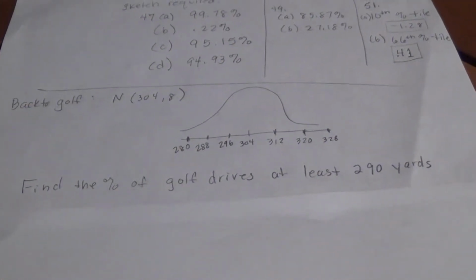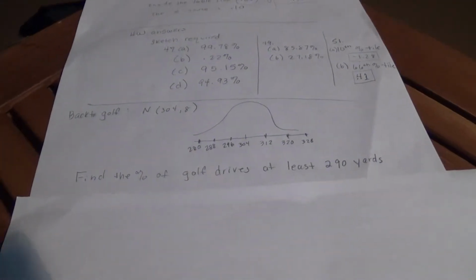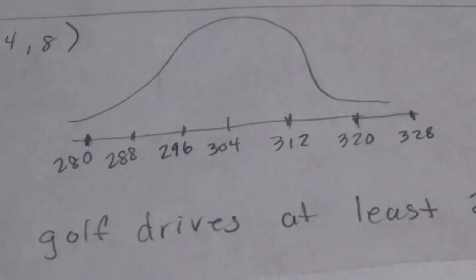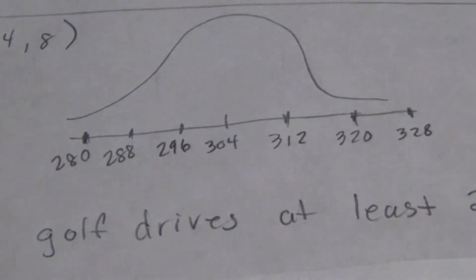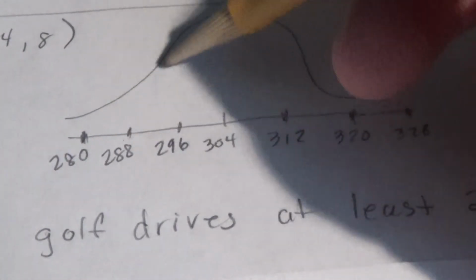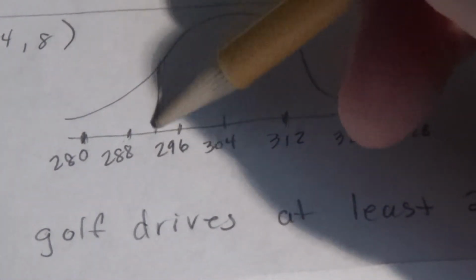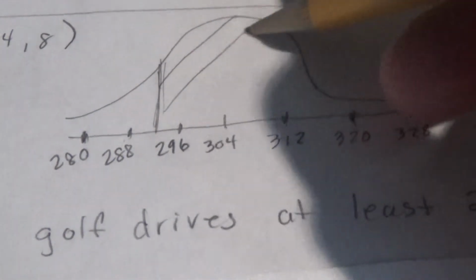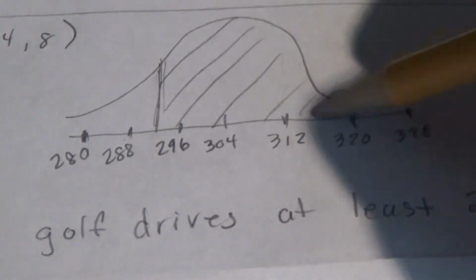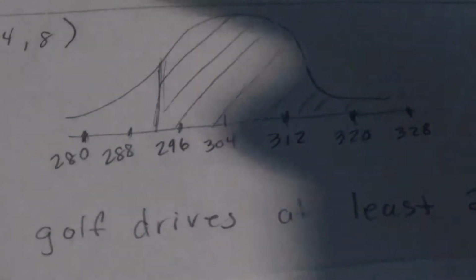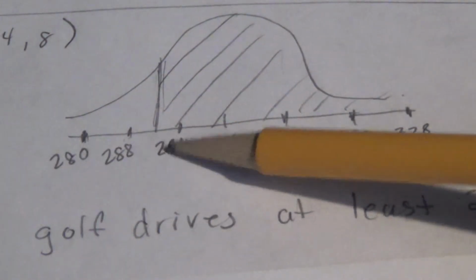And wait a minute, 290? Do I have that right? There's no 290 on that chart. How can we do it? So 290, here's 296, and here's 288, so maybe somewhere about right there is 290, and we want all the golf drives that were larger than that in yardage. So how do we do that when it doesn't exist as one of our exact numbers here?